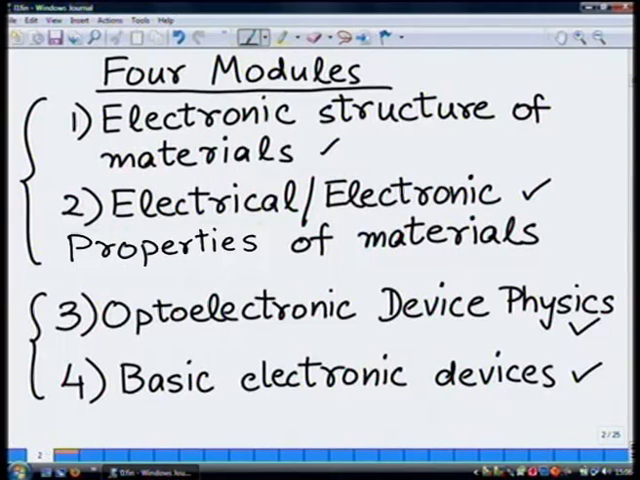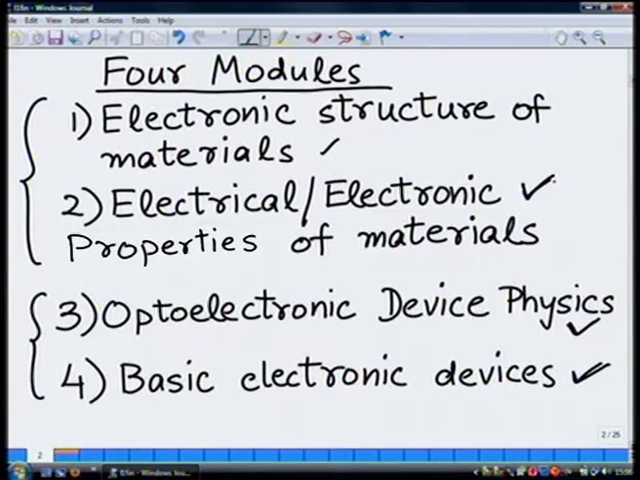Okay, so let's see the flow of these 4 modules, how this works. Essentially this course is on optoelectronic materials and devices, which means we have to tell you about optoelectronic device physics and basic electronic devices. In order to do so, what we need to know upfront is electronic properties of materials, hence it comes before this. And in order to understand electronic properties of materials, we need electronic structure of materials, from which we derive electronic properties of materials. So this is how this whole thing has been arranged.